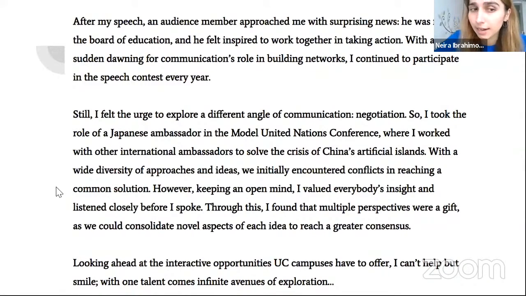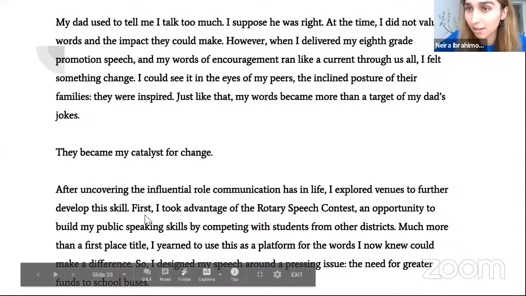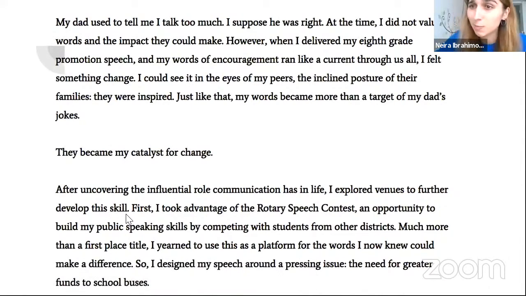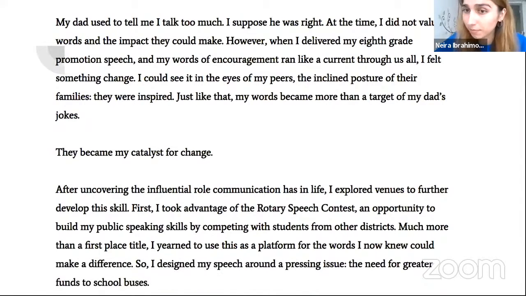Notice also over here how I respond directly to the prompt when I say, after uncovering the role communication has in life, I explored venues to develop this skill. It's important for me to note that communication is the skill, because if I didn't include the sentence, it might be a little vague, like, okay, you're talking about Model UN, you're talking about speech contests, like what skill are you trying to highlight? But when you start off your thesis statement with communication is my skill, it sets up the essay, shows you're responding to the prompt, and boom, you're set to go.